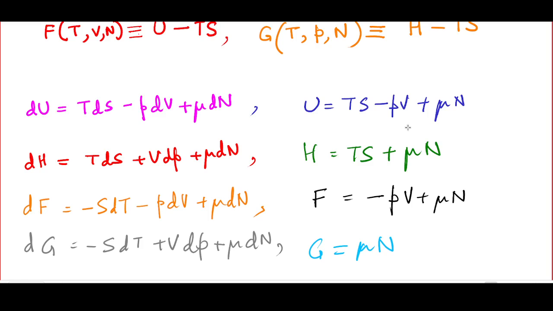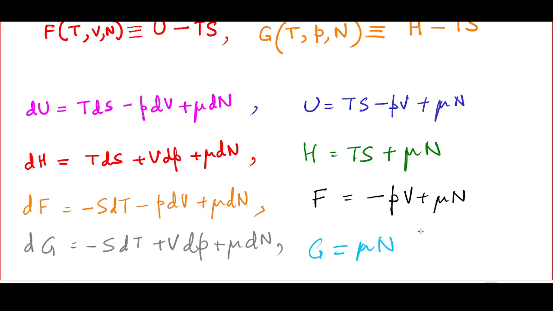What is actually unrelated, at least not directly related, but very important, is the following. Because U is an extensive function of extensive variables, the Euler theorem about homogeneous functions in mathematics leads to this particular form for U. U is actually equal to TS minus PV plus mu n. And adding PV to that gives you H, which is just TS plus mu n. Subtracting TS from U gives you minus PV plus mu n for F. And taking away TS and adding PV to U gives you G equals mu n. These expressions are going to be pretty useful later on.